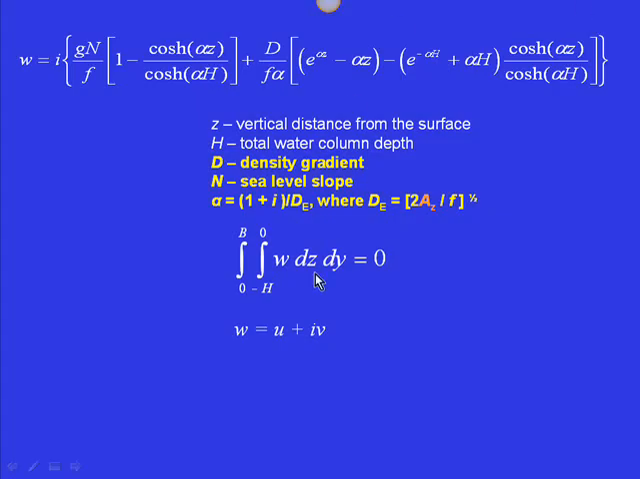You assume that throughout the cross-section, the flow equals 0. And with that, you obtain an expression of n as a function of d, the sea level slope as a function of the density gradient. So all you need to do is prescribe a density gradient, or vice versa. You obtain an expression of the density gradient as a function of the sea level slope, and you prescribe the sea level slope.